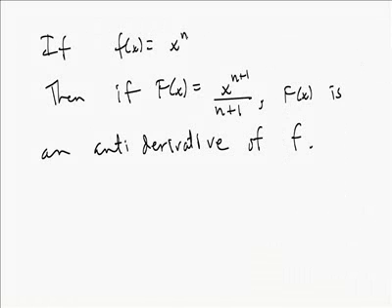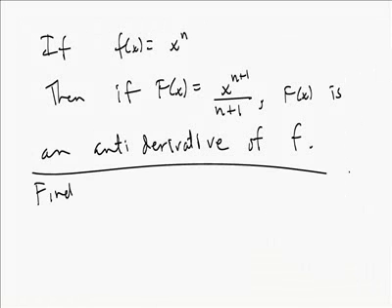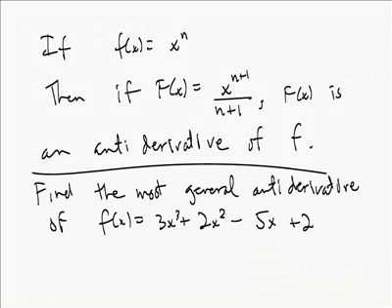Remember, when you took the derivative, you brought the power down and reduced the power by 1. Well, here you're basically doing the opposite. You're increasing the power by 1 and dividing by that power. So, for example, if we wanted to find the most general antiderivative of little f of x equals 3x cubed plus 2x squared minus 5x plus 2, let's go ahead and let capital F of x be that most general antiderivative.